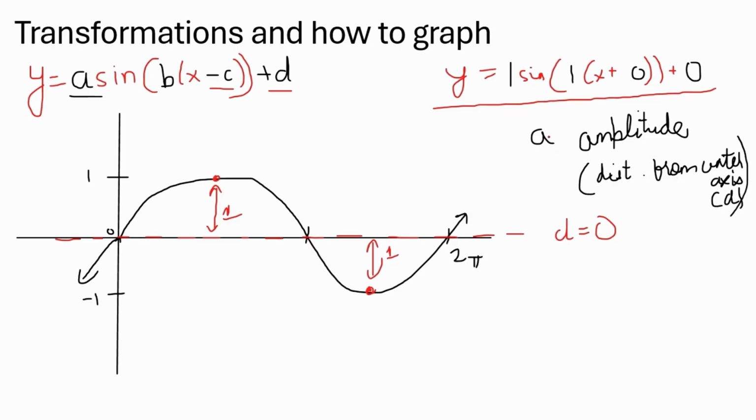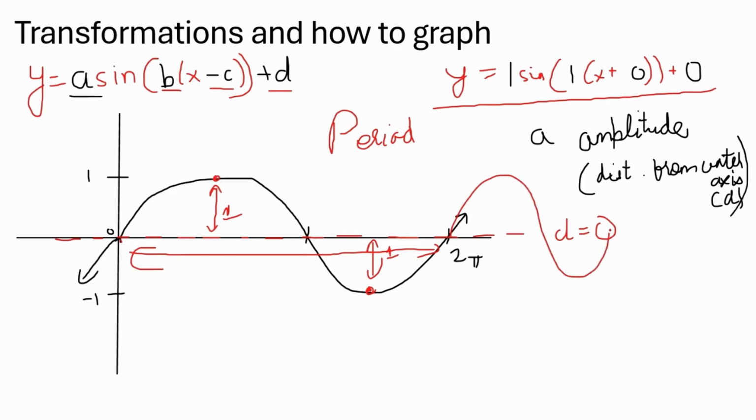And the next thing is B, which is your horizontal stretch, and your period. Period is the length it takes to repeat itself. So as you can see, this sine graph goes all the way around, and then it repeats itself, then it repeats itself, and its period is 0 to 2 pi. So one period is 2 pi.